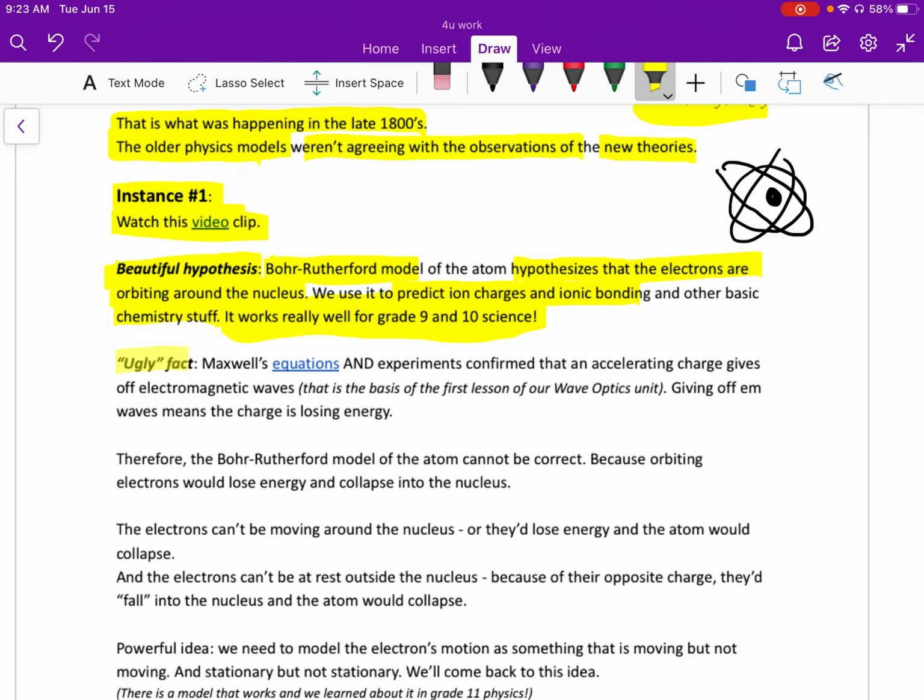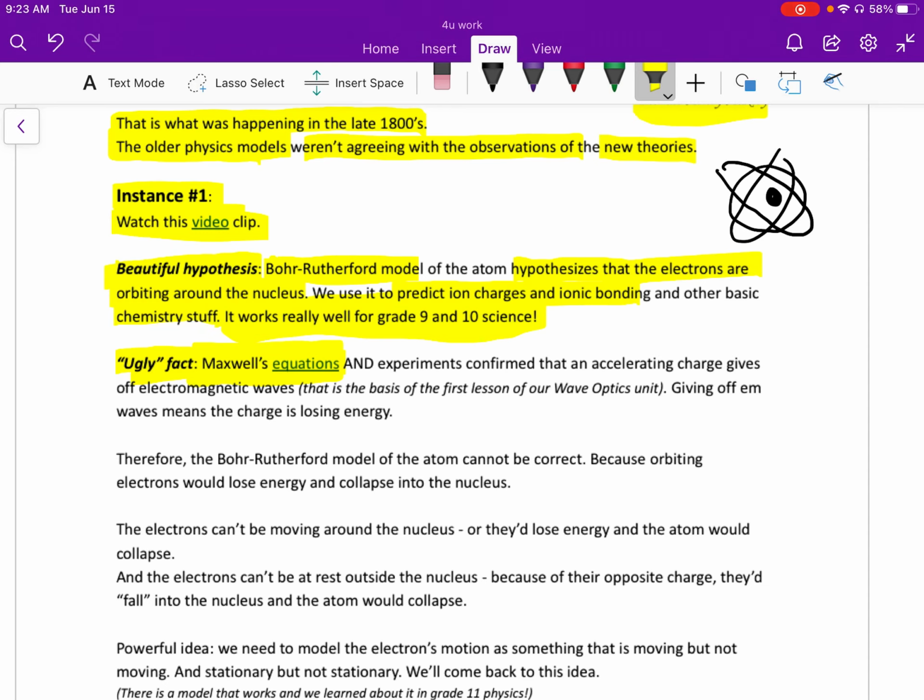Here's the ugly fact. This guy named Maxwell, when you're done watching this video, check this out. This is a picture of Maxwell's equations. James Clerk Maxwell came up with these crazy equations. I think I've referred to them before. They were theoretical. The math was complicated for the time, and it connected electricity to magnetism.